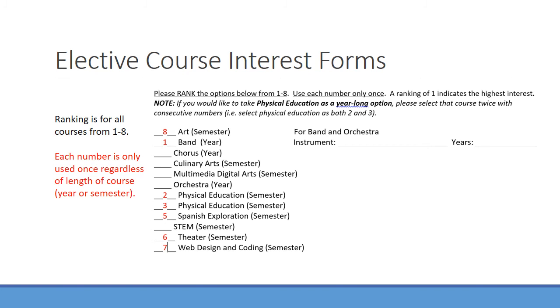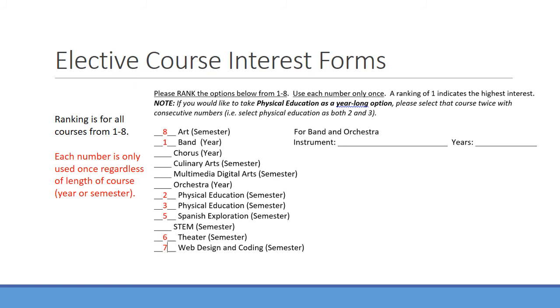These options would complete their 2 elective selections. The other rankings, from 4 to 8, are their alternates in case they are not able to take their first choices. In this example, the alternates are chorus, Spanish exploration, theater, web design and coding, and art.